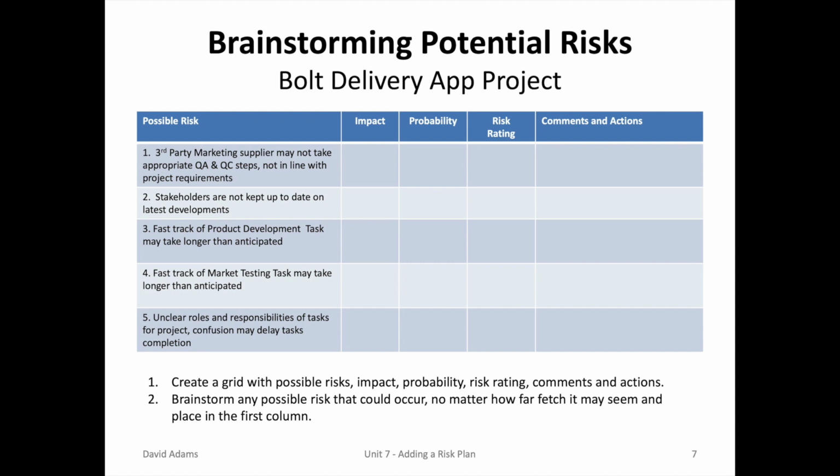Next, the project manager would create a grid with all the possible risks in the first column. In the other 4 columns, he'd put impact, probability, risk rating, and comments and actions. We've just completed the first part of a risk assessment.